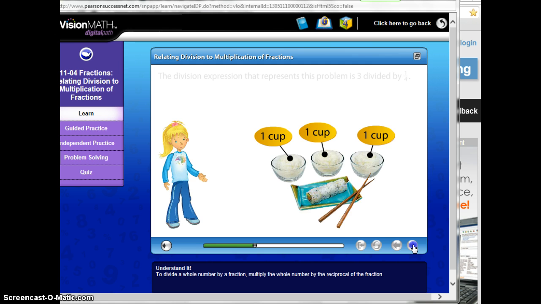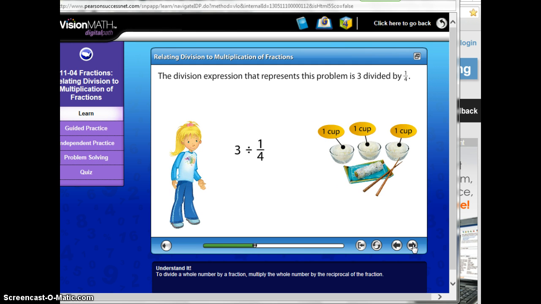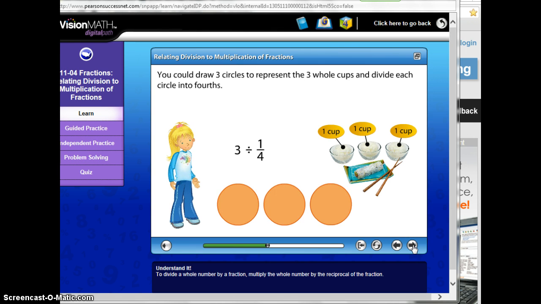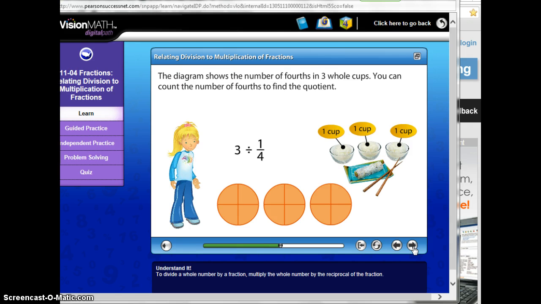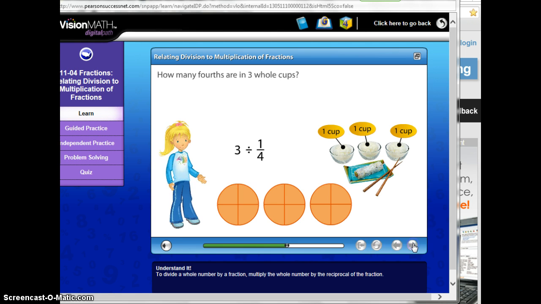What division would express this problem? Well, here would be our problem. 3, that represents the 3 cups, divided by 1/4. So we could draw out a diagram. We could draw, let's just say 3 circles to represent our 3 cups. We could divide those circles into fourths. And we could count how many fourths are in them. 1, 2, 3, 4, 5, 6, 7, 8. How many? 12 of them, yeah.